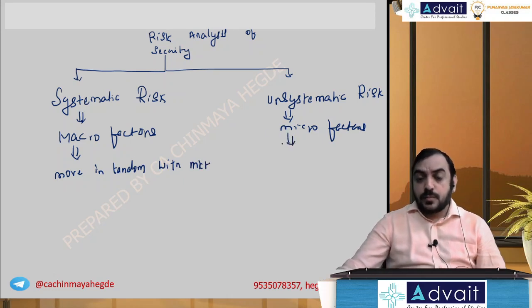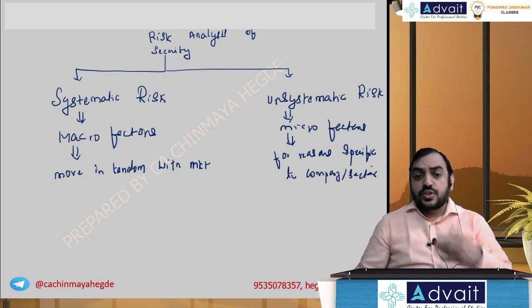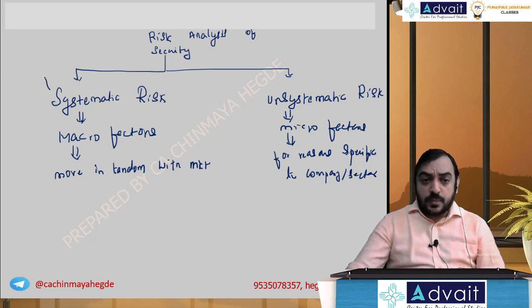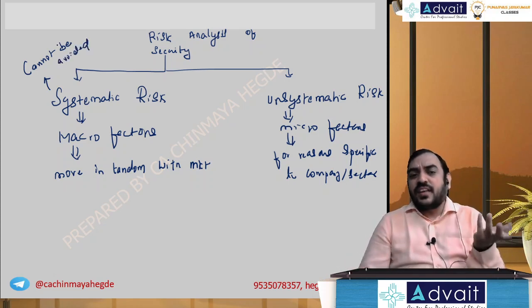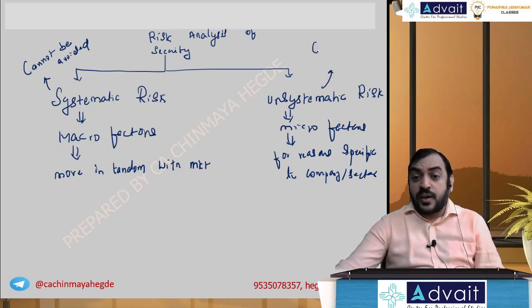Micro factors move for reasons specific to the company or maybe the sector. So this systematic risk cannot be avoided. This will always be there. This is market risk. You can't take out the market risk. Unsystematic risk can be avoided. How? By diversification. Can be avoided, or I will say can be managed, by diversification.